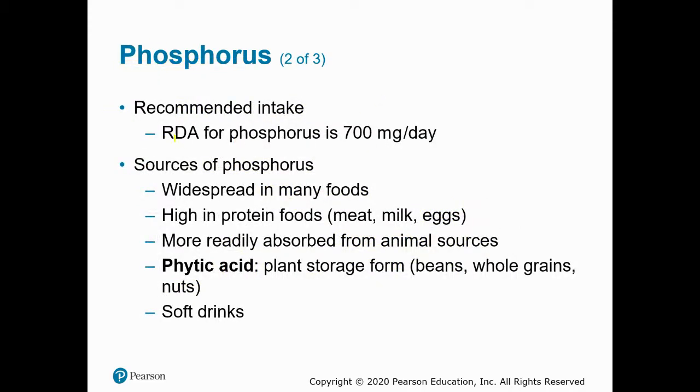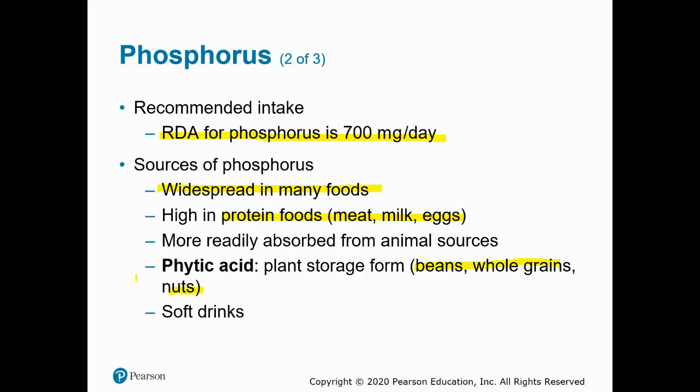The RDA for phosphorus is 700 milligrams per day. This is the lowest of the four. Phosphorus is pretty abundant in our foods. Any of our higher protein foods, especially animal products, are good sources of phosphorus. We do also find phosphorus, of course, in lots of different plants. Again, maybe not surprisingly, in places where protein is more abundant, so beans, whole grains, and nuts.